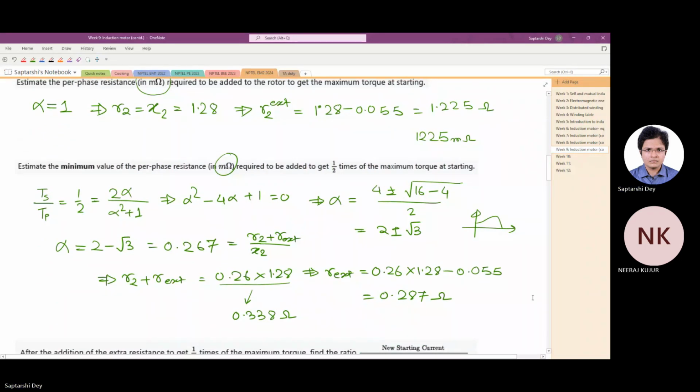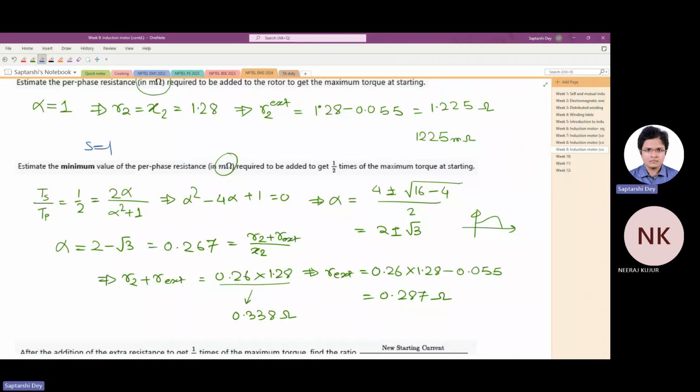Now, estimate the minimum value of per phase resistance required to be added to get half times the maximum torque at starting. So now we want half the maximum torque at starting. The starting torque by peak torque ratio is given by 2 alpha by alpha squared plus 1, because S is 1 at starting. In that expression, if you put S equals 1, you get this, and this is given as half.